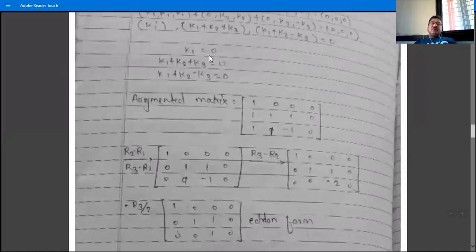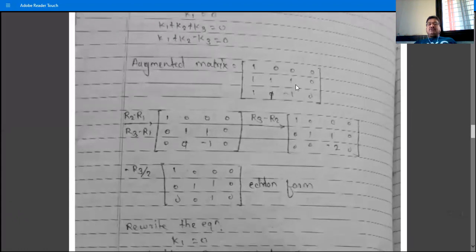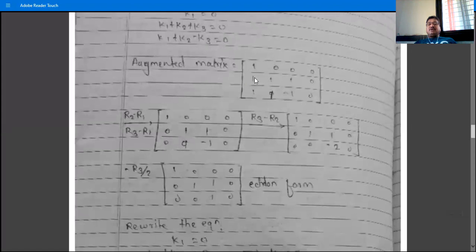So now we have to solve this system. Again, we have to use the Gauss elimination method. So write the augmented matrix. The coefficients of K1 are 1, 0, 0 equal to 0. Then 1, 1, 1, 0, then 1, 1, minus 1, 0. Now we have to reduce this matrix to echelon form. So reduce these two elements to 0: R2 minus R1, R3 minus R1.